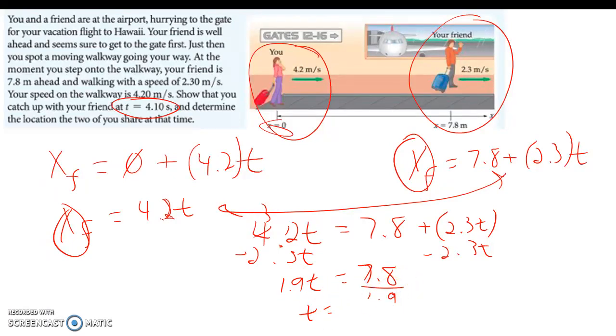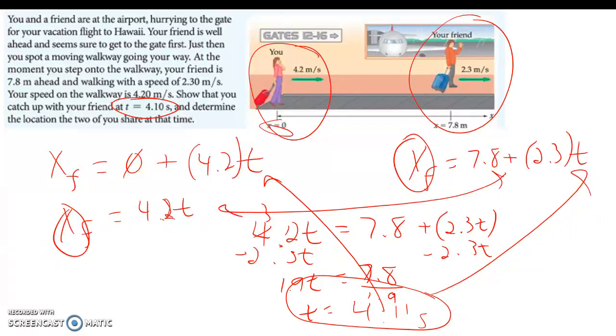And when we take 7.8 and divide it by 1.9, we get 4.11 when we round, but we get approximately that answer. So we prove that that's pretty close to happening. And we know we can find the point where they're going to meet by substituting this number back into the equation for either one, and we can find the meeting point.